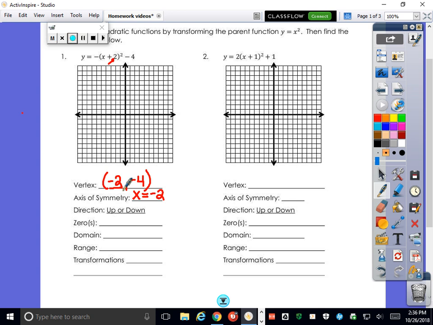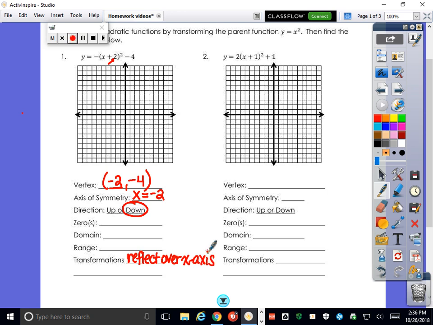Since we have a negative in the front, that means this is going to open down because it was a reflection. So at this point I'm going to go to transformations, because I know the transformations that occur by looking at the equation. So the first transformation that occurred is that it reflected over the x-axis. That's the negative in front.